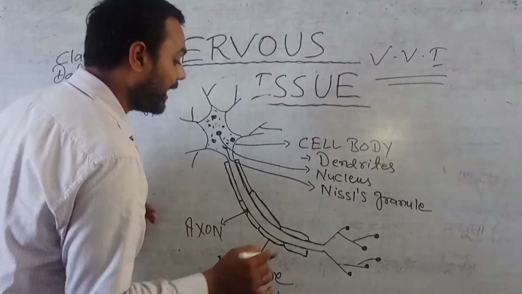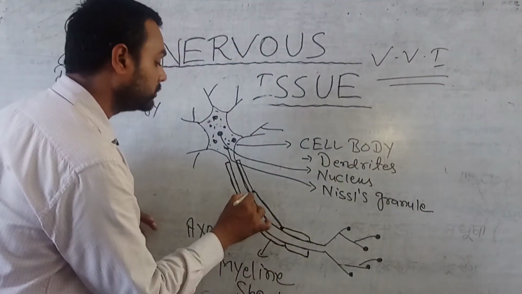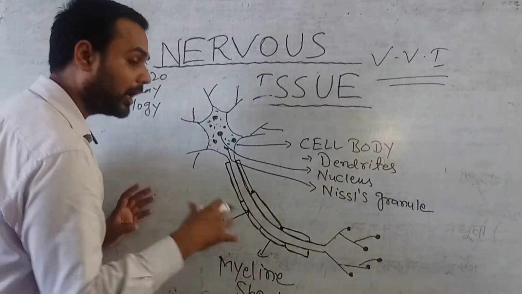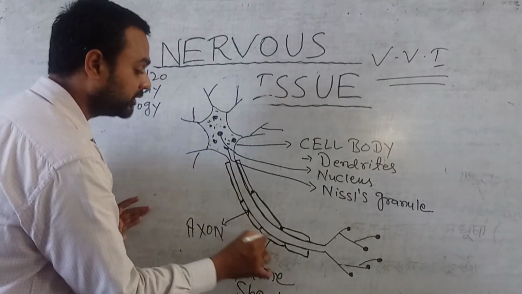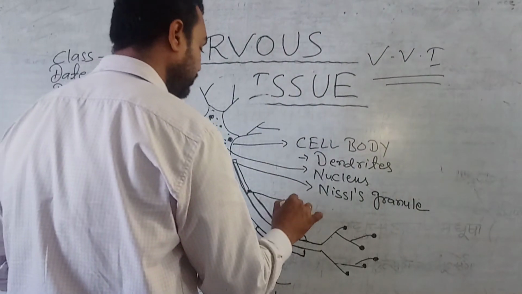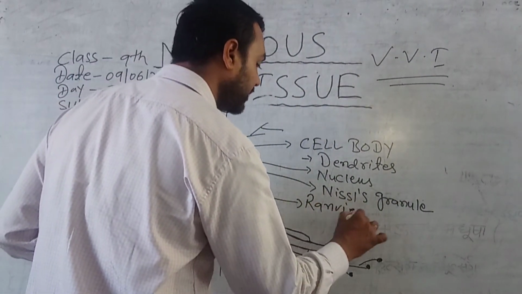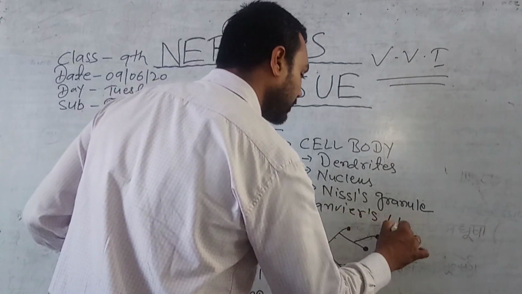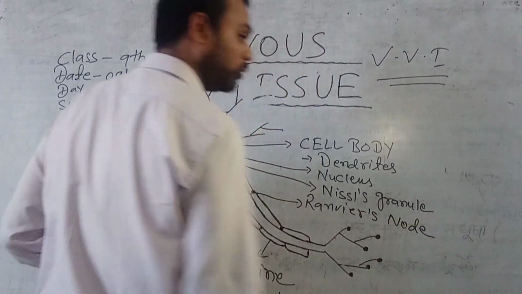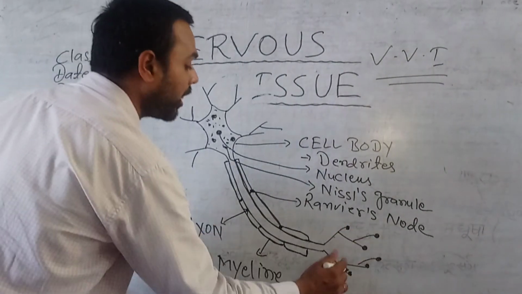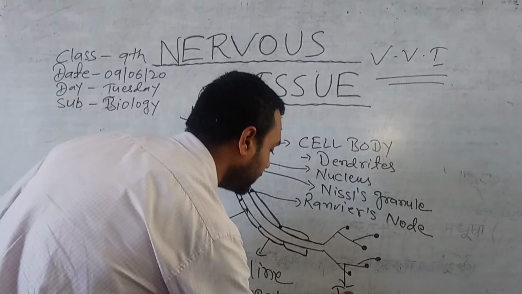Okay, and this is the node. That is the node. This node is known as Ranvier's node, and the last point is known as the terminal point.